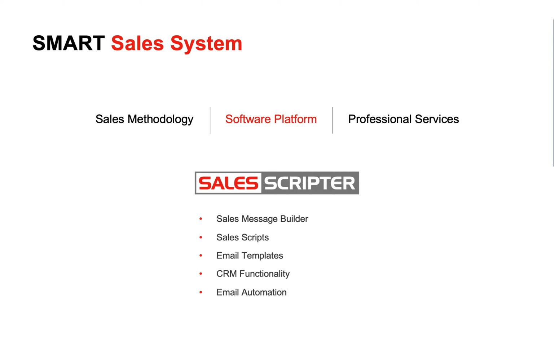The second leg of the 3-legged stool is a software platform, which is called SalesScripter. I've talked about your sales message. There's actually a tool in SalesScripter called the Sales Message Builder that will help you to build your sales message. It'll take you step by step through the process. Once you have your sales message in SalesScripter, there's a library of scripts and email templates that get filled in with your message, and then we also have CRM functionality and email automation.